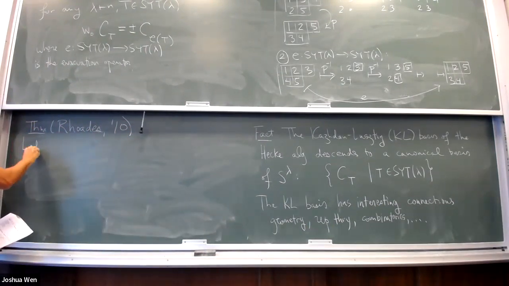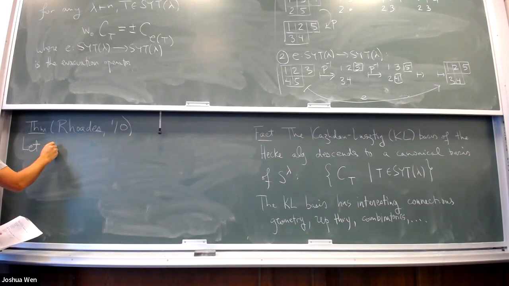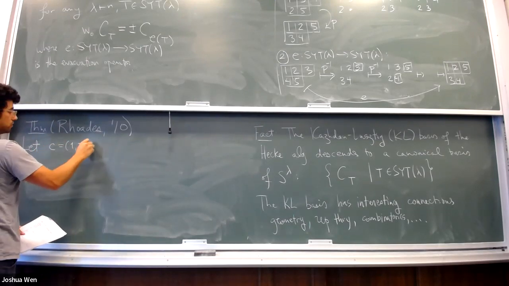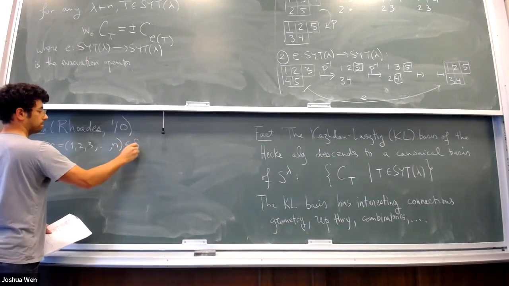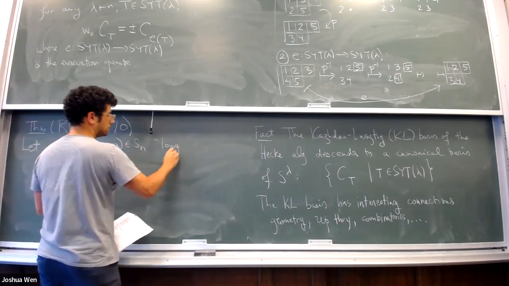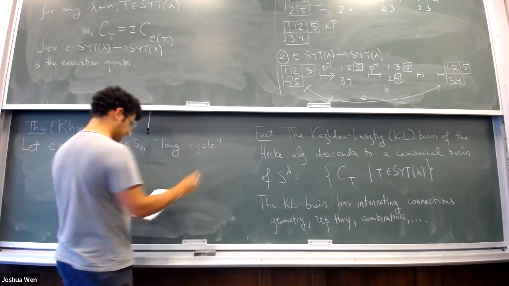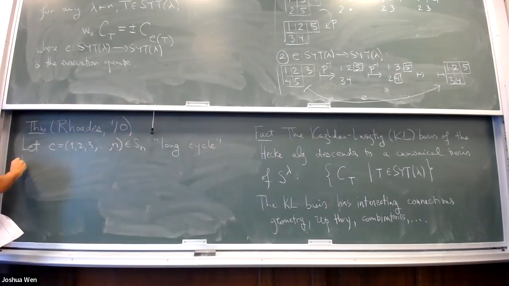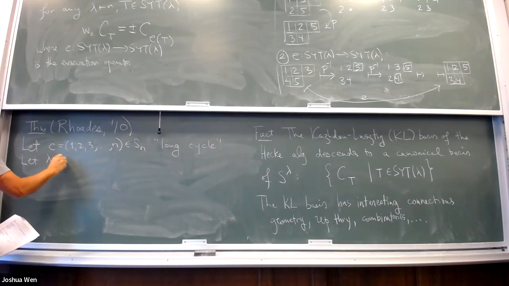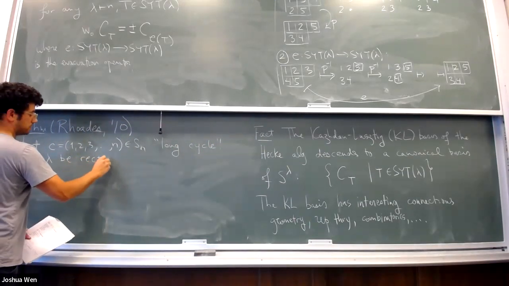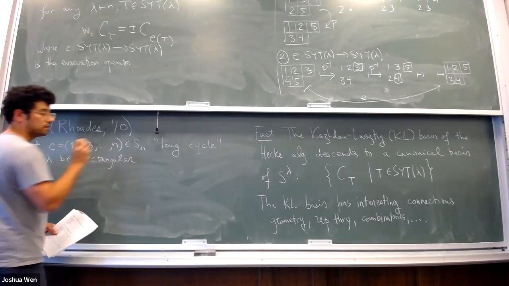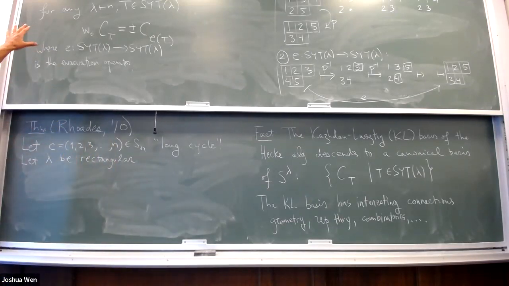Instead of considering the long element, consider what we call the long cycle. So this is the cycle where 1 goes to 2, 2 goes to 3, and so on. A particular Coxeter element. And let lambda be a rectangular partition. So now this is already different from the previous theorem, where there was no limitation on what shape lambda we're considering. Here we're only considering those partitions where the Young diagram looks like a rectangle.